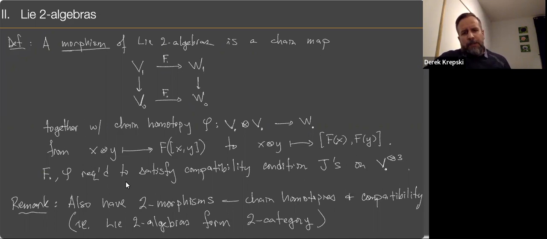Okay, and because we're saying things in terms of chain maps, we naturally have two morphisms, or in this case, just chain homotopies. But again, you need some sort of compatibility with all the pre-existing data. We won't make use of this too heavily, but just to know that Lie 2 algebras then form a two category. So we have our objects, morphisms, and two morphisms.